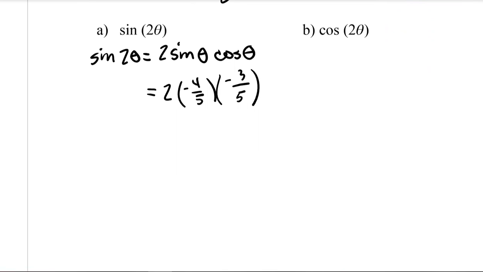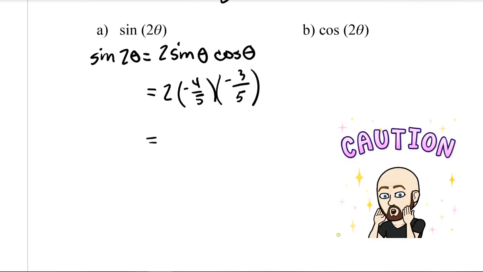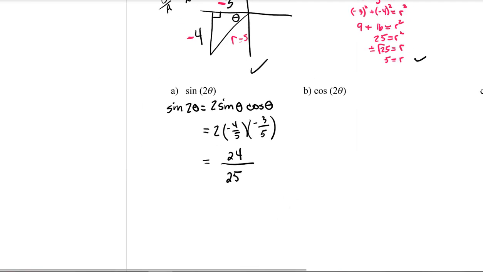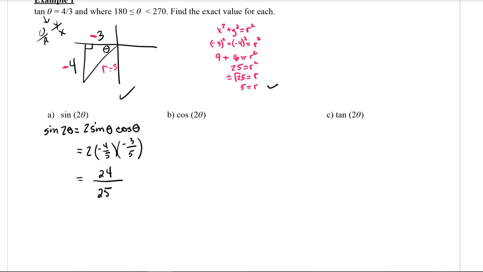When you do your multiplying, again, be super careful, because you have two negatives there. When you multiply them together, -4 times -3 times 2, we end up with a value of 24. So we get 24 in the numerator, and the denominator is just 25. So the value of sine of 2 theta for these conditions is 24 over 25. That's our ratio there. Now let's go ahead and take a look at cosine in the next video.